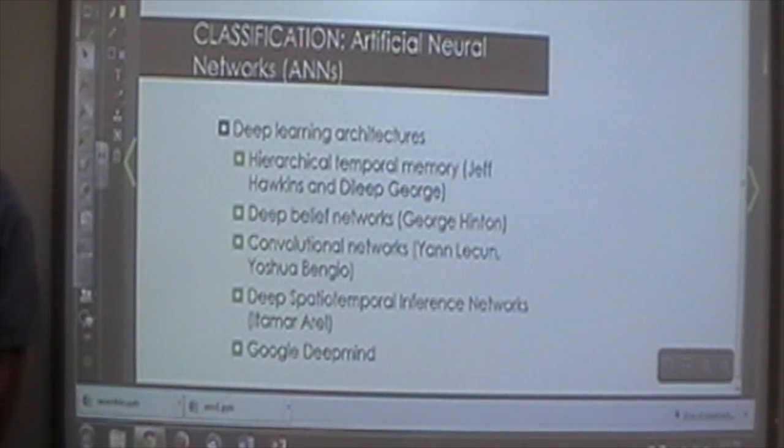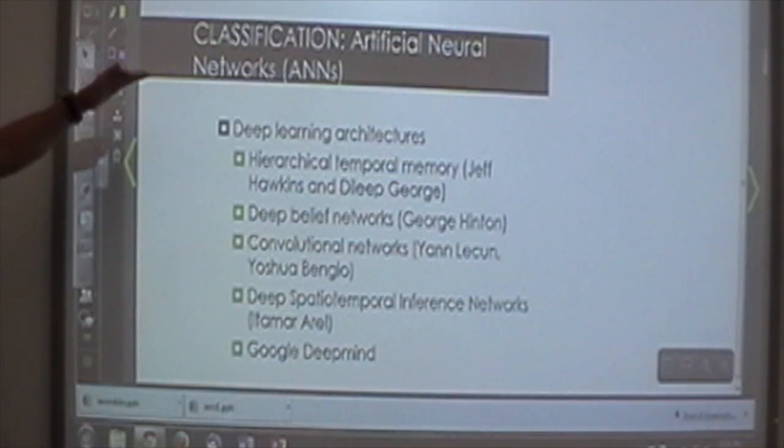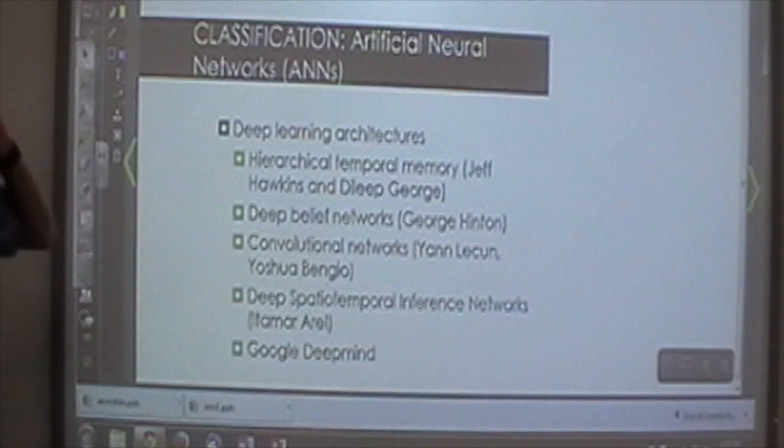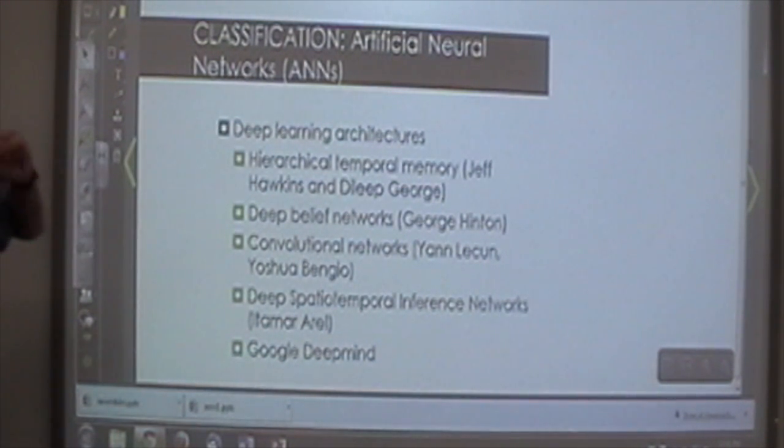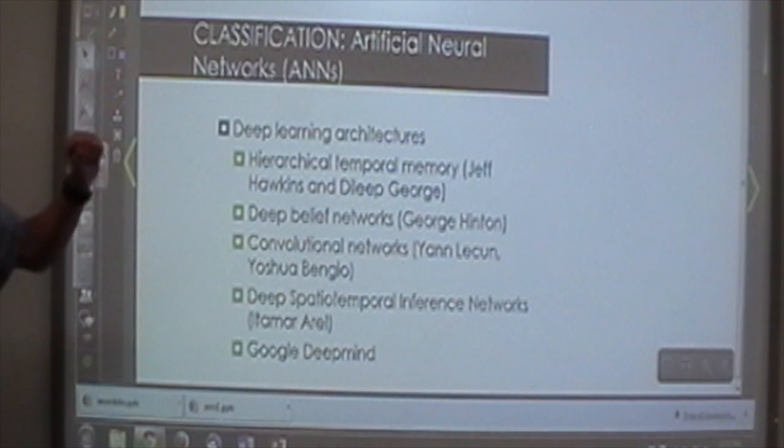And that brings us a little bit more modern. These are more recent neural networks or deep learning architectures. Originally, probably the forerunner of these in some ways would be hierarchical temporal memory.